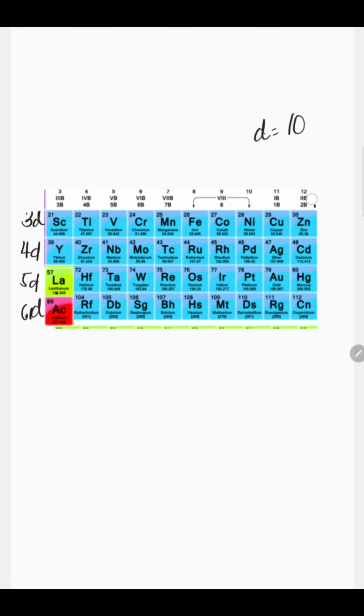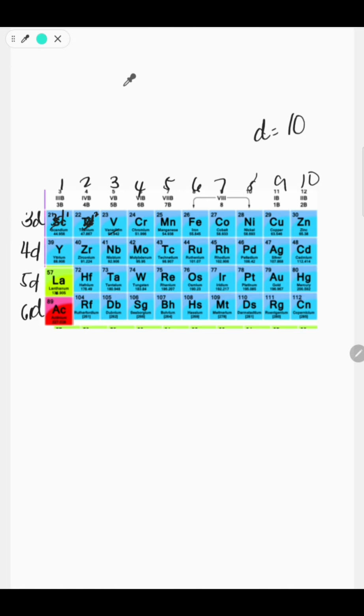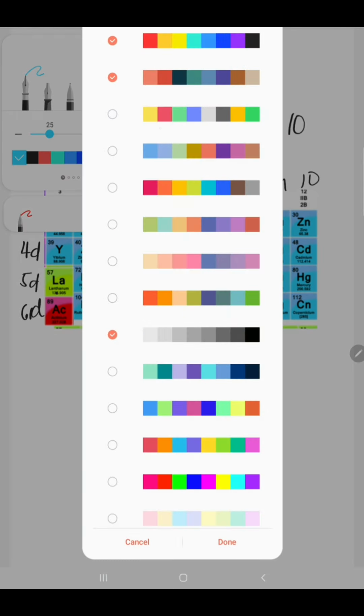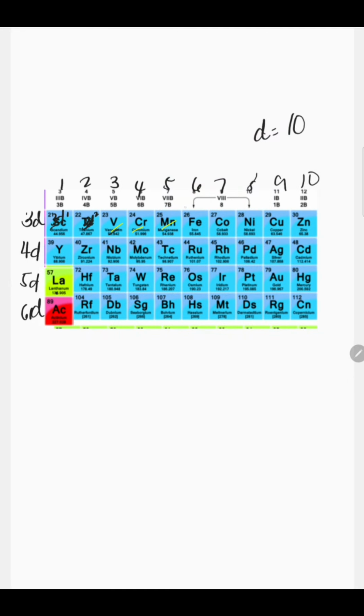Alright? So, if we look, there are 10 elements here: 1, 2, 3, 4, 5, 6, 7, 8, 9, 10. So, if you do that, scandium is 3D1, 3D2, 3D3, 3D4, 3D5, 3D6, 3D7, 3D8, 3D9, 3D10.